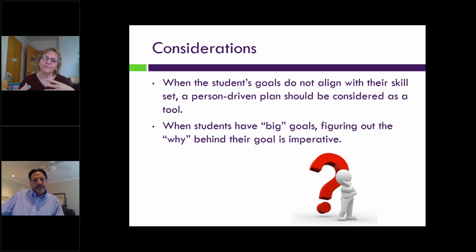And you really have to have those conversations and think about what those big goals are sometimes. Are there different tools we need to be utilizing other than some of the traditional assessments and so forth that we have out there?